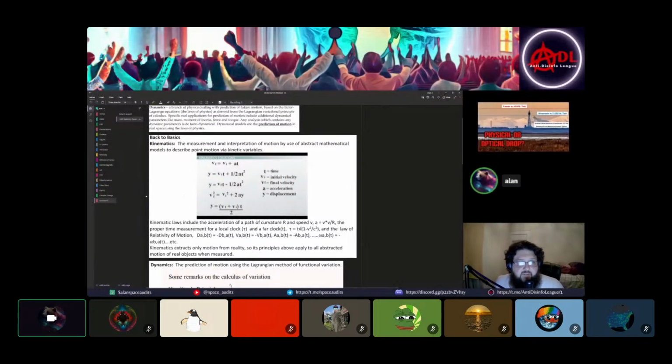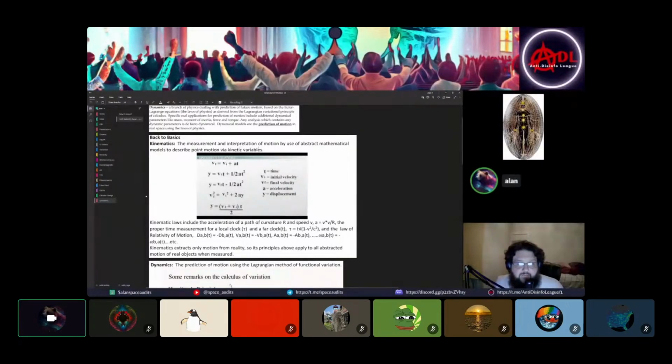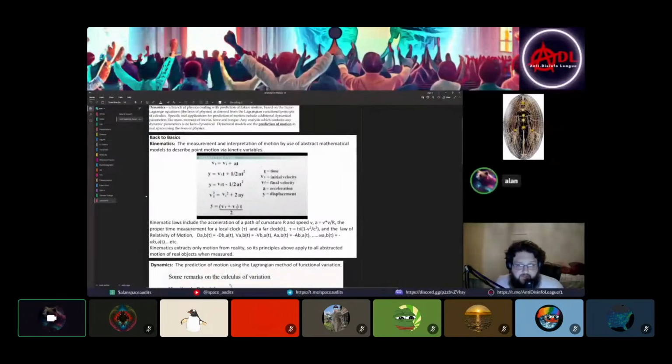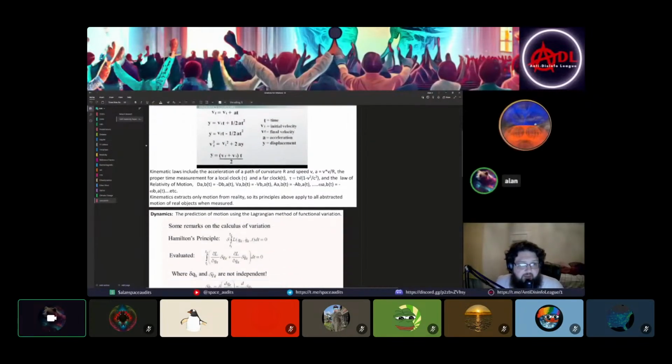So kinematics: the measurement and interpretation of motion by abstract mathematical models used to describe a point's motion by kinematic variables. So there's the variables again: time, initial velocity, final velocity, acceleration, displacement. Kinematic laws include acceleration, path of curve r, speed, all this kind of stuff, different types of relative motion.